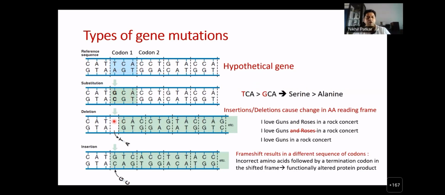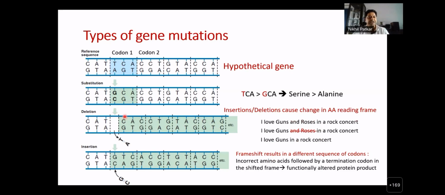Sometimes you can have a deletion of one or more bases or insertion of one or more bases. These changes, when they are not in multiples of 3, when they are single or double or multiple bases, can cause something known as a frameshift mutation. Let us see what they are. Let's look at this line in English: I love Guns N' Roses in a rock concert. If you remove the 'and Roses' part of it, it says I love guns in a rock concert. Now the meaning of these two sentences is completely changed. The same analogy can be used in the molecular biology context, wherein the incorrect amino acid follows the changes.